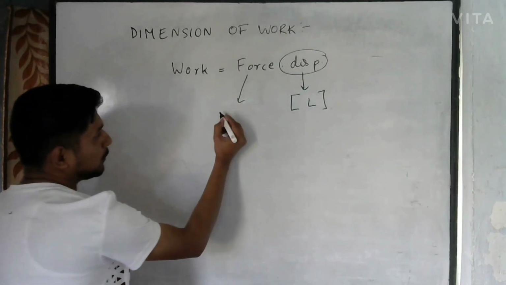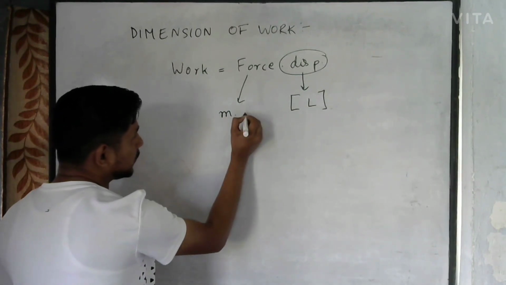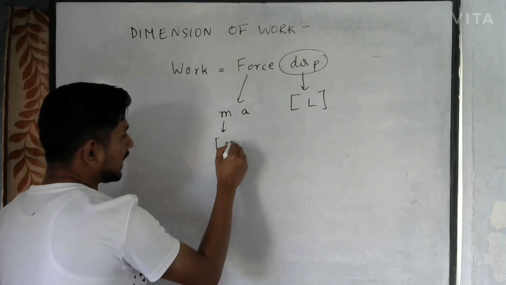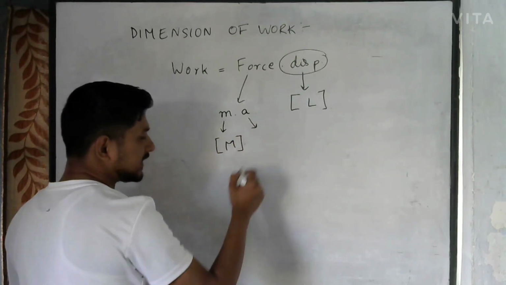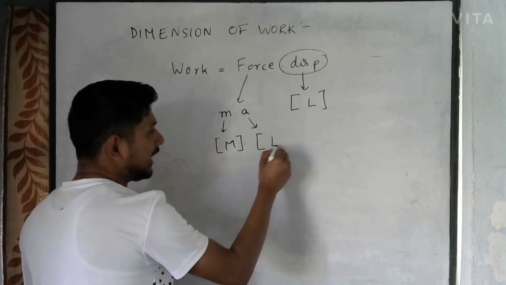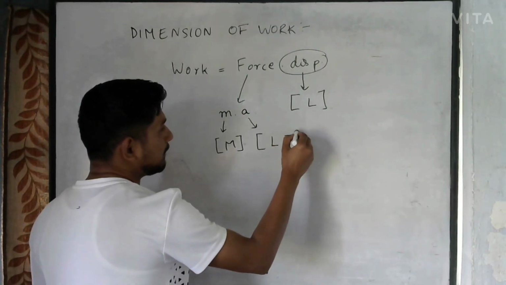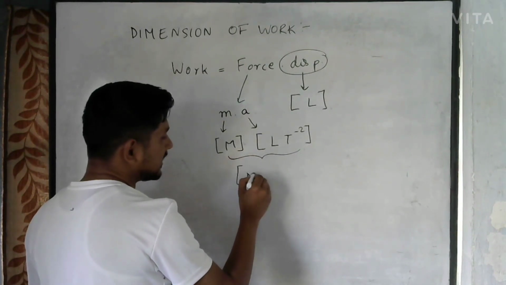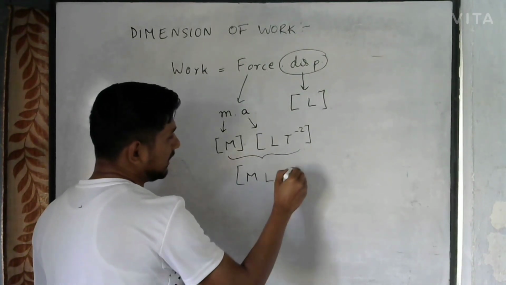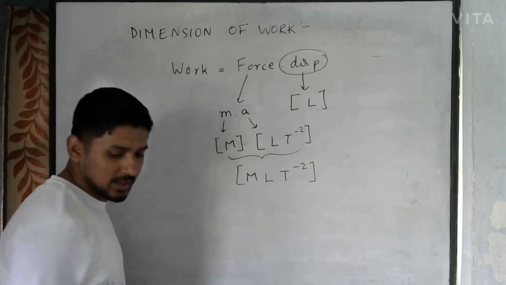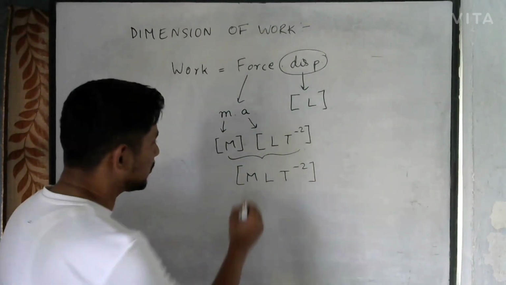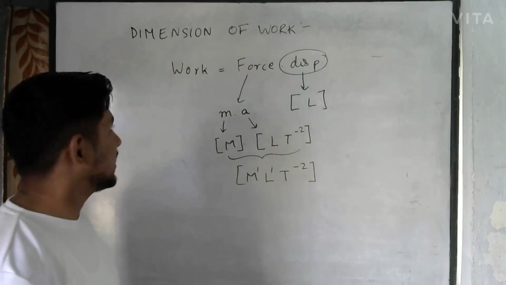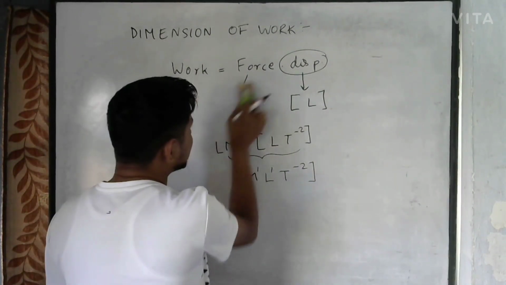If I see the formula of force, the formula of force is mass into acceleration, right? What is the dimension of mass? The dimension of mass is M. What is the dimension of acceleration? It is going to be L T^-2. Combining both of these, the dimension becomes M L T^-2. Or if you want to write it as to the power 1, there's no point in writing that. Okay, now let's do this.